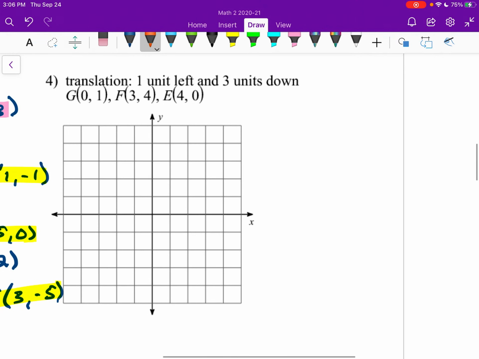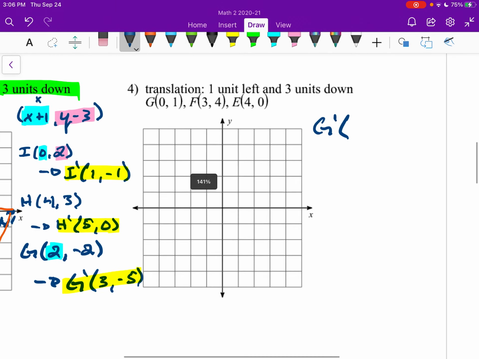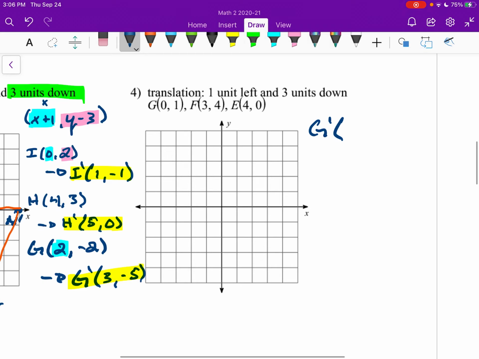Number 4. G prime. I'm going to try to do some of that in my head. So last time I kind of wrote out our formula right there. 1 unit left, that's going to be x minus 1, getting smaller. 3 units down, y minus 3.